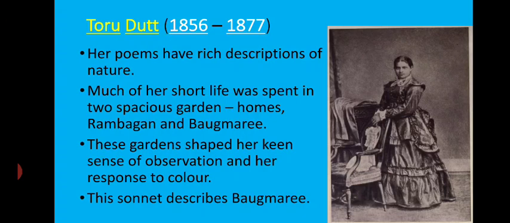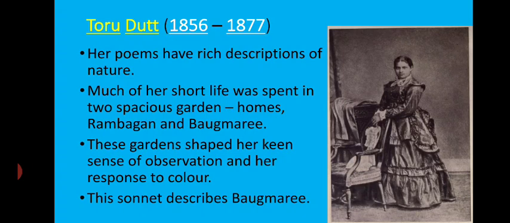Toru Dutt lived a very short life. She died when she was just 21. Unfortunately, she didn't receive fame in her life, but she was acknowledged as an important poet after 100 years of her death. She spent much of her short life in two spacious gardens. The names of her gardens are Ram Bagan and Bogmari. So as she spent much of her time in those two gardens, she started observing each and everything, including their color.